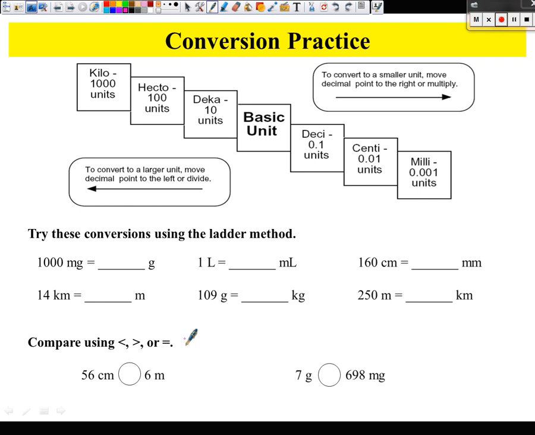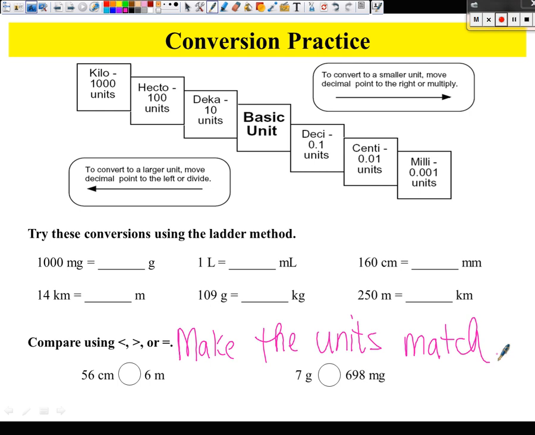This is what I need you to write down, okay? Make the units match. So in essence, instead of comparing apples to oranges, we're now trying to compare apples to apples or oranges to oranges. Okay? We always want to make sure that what we're doing, the units are equivalent, so you can make the comparison.